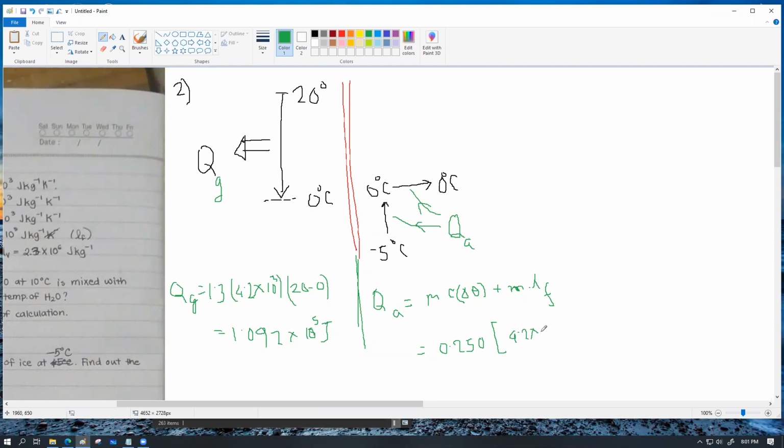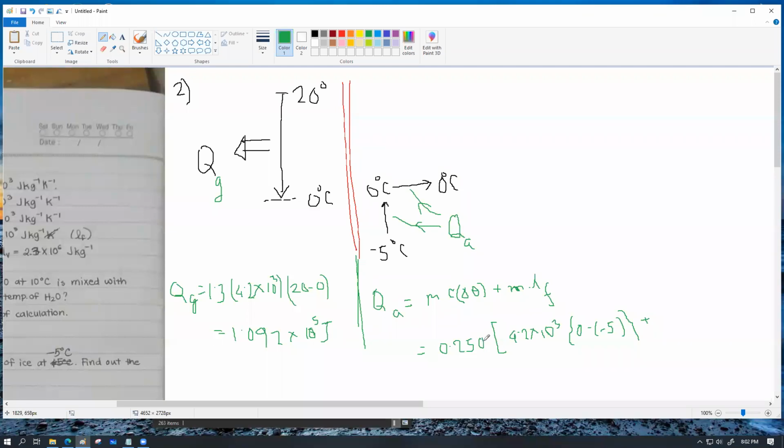So 4.2 into 10 to the power 3 into 0 minus -5. Why 0 minus -5? Where's the difference? Sir, the difference is big minus small. Exactly. I'm trying to calculate the difference. I don't want negative values over here, so I did big minus small. Exactly. So this is the part of the MC delta theta plus LF because I'm taking M common.